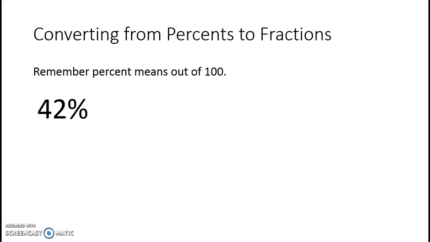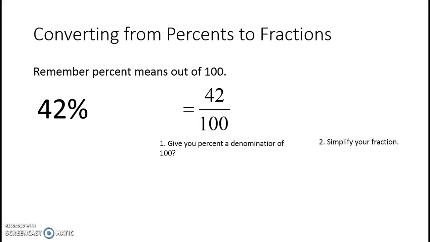Let's try another. Remember, percent means out of 100. So if you're given 42%, you give your percent a denominator of 100 to get 42 over 100. Then I simplify the fraction. And in this case, I can divide the numerator and the denominator by 2 to get 21 over 50. So 21/50ths is equal to 42%.